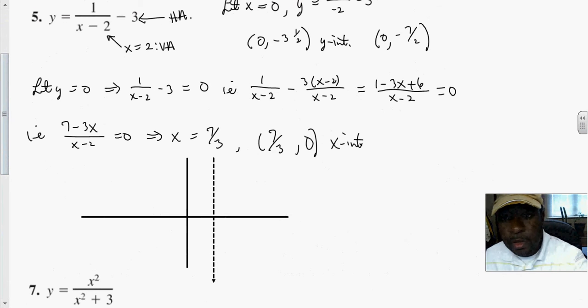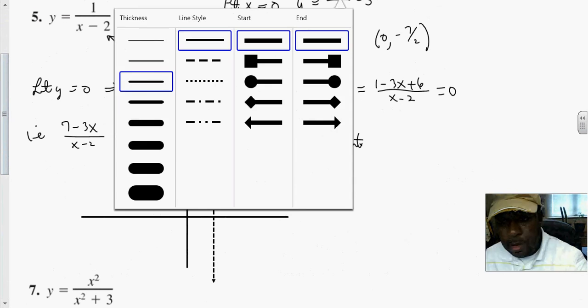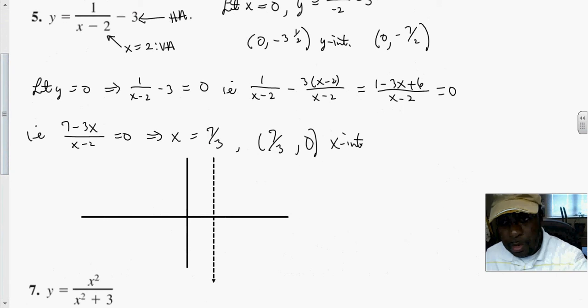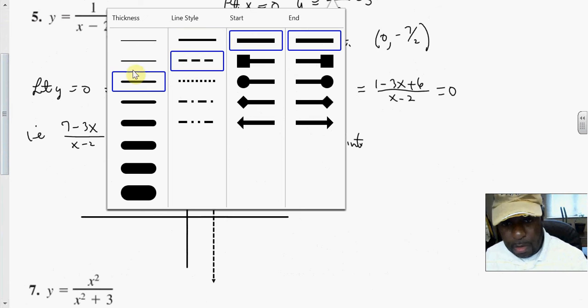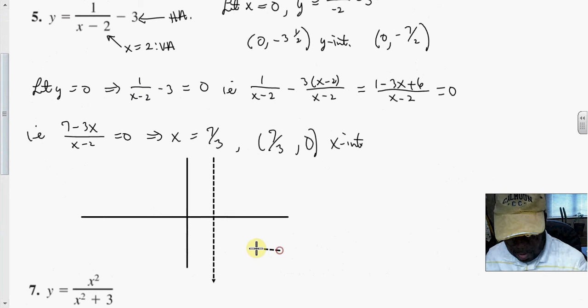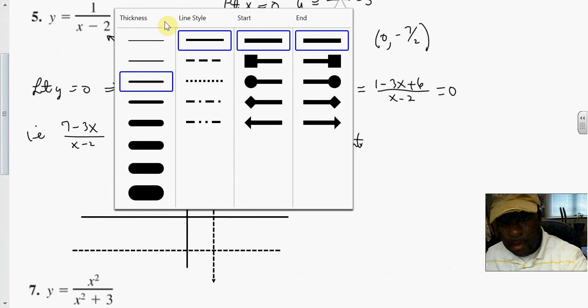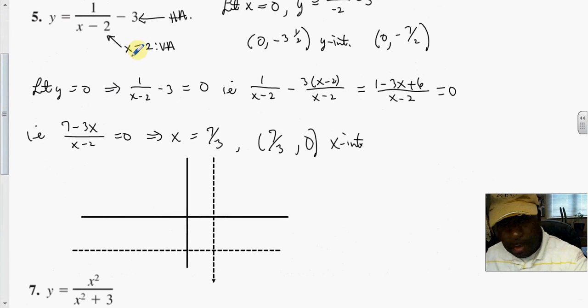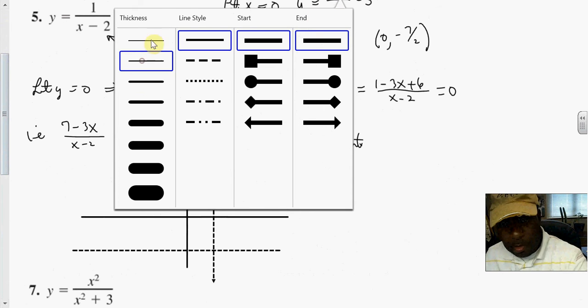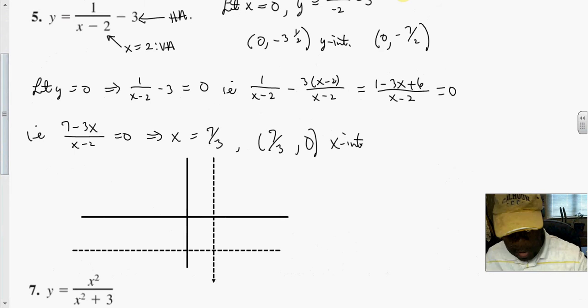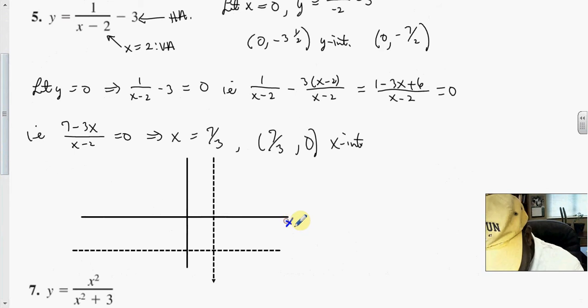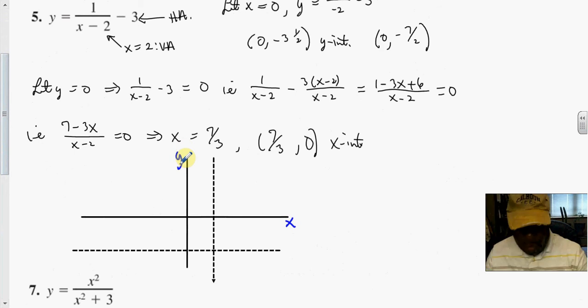Thought it was going to be straight. Okay, I'm about to spit in just a minute. Crap.